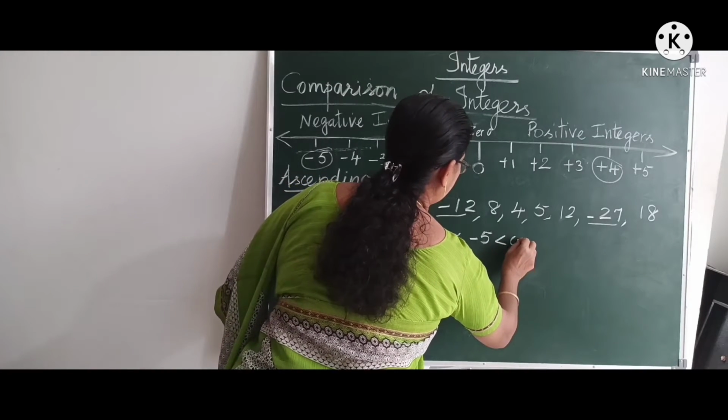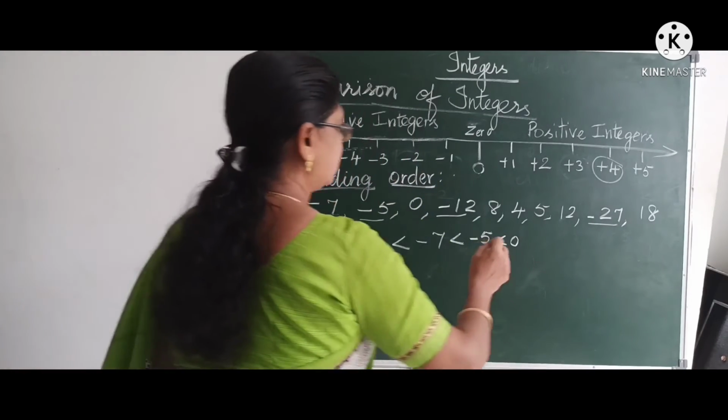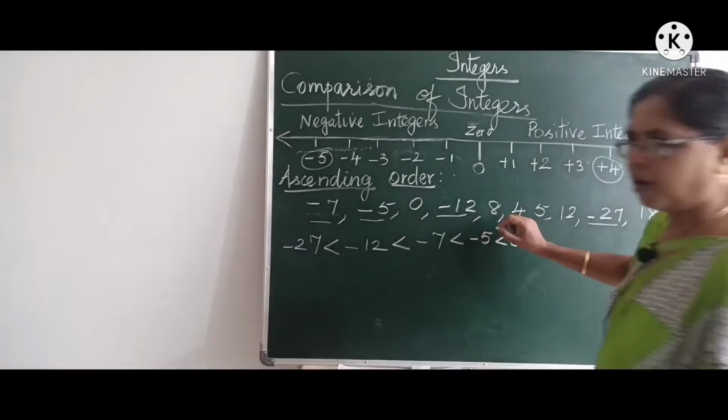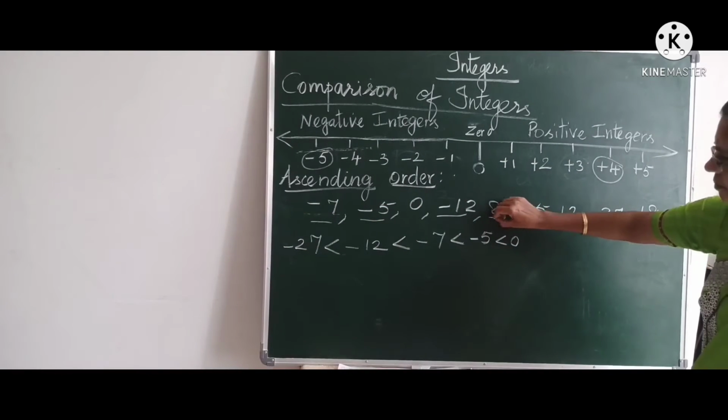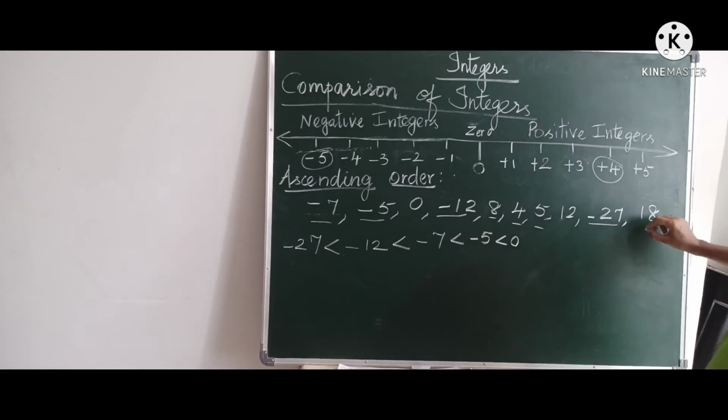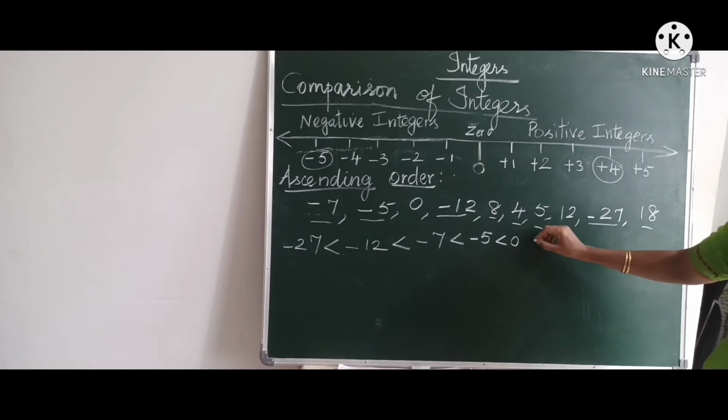Minus 5 is smaller than 0. Now let us consider all the positive integers. You know how to arrange positive integers in ascending order. 8, 4, 5, 12 and 18. Which is the smallest one?